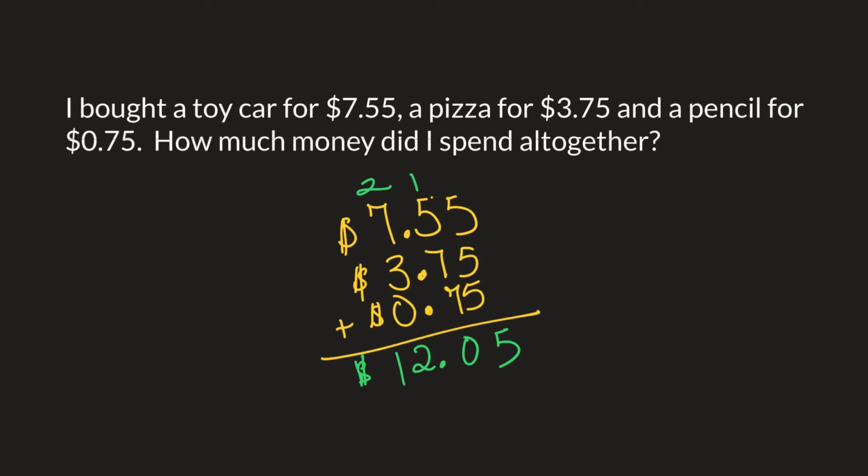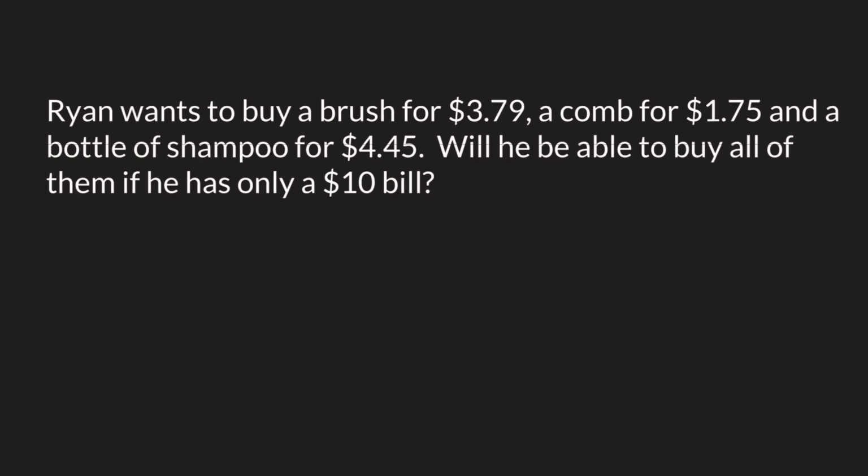We've got one more, and then you guys are going to go off on your own and complete your work. Last one. Ryan wants to buy a brush for $3.79, a comb for $1.75, and a bottle of shampoo for $4.45. Will he be able to buy all of them if he only has a $10 bill? So for this one, we're going to add and see how much he spends to see if he's going to have enough money to buy all of these items.